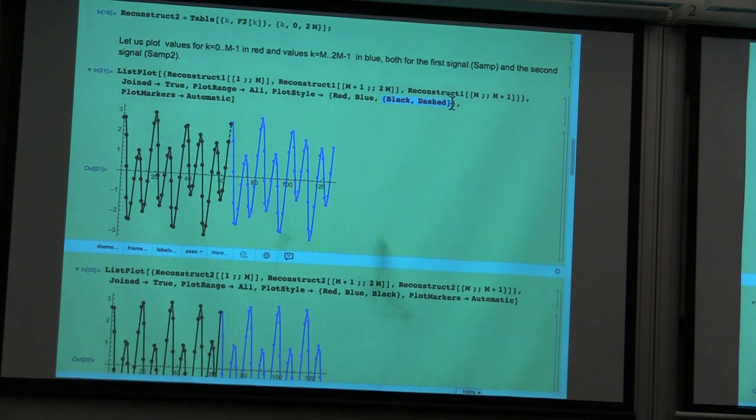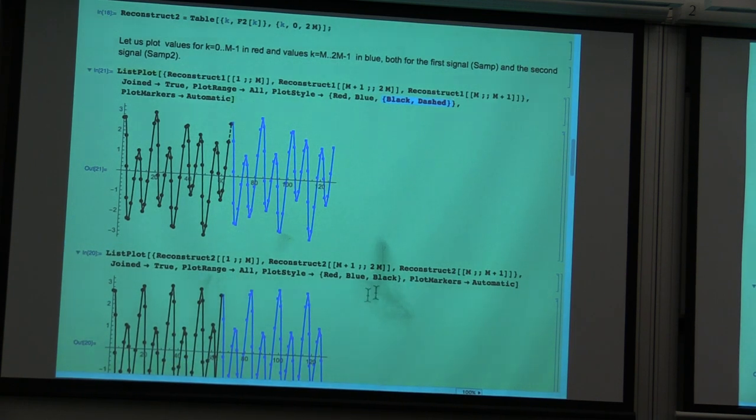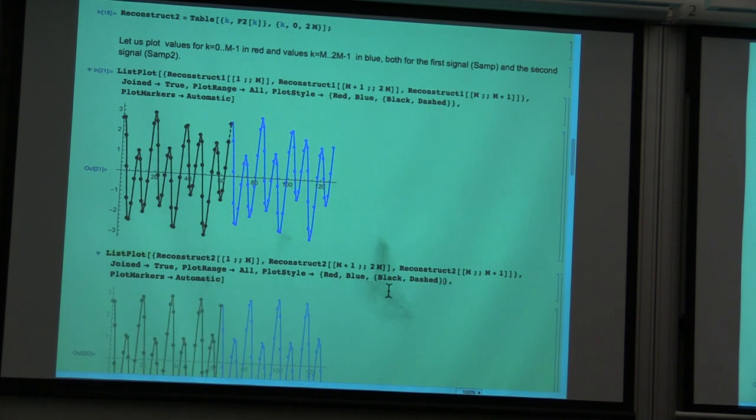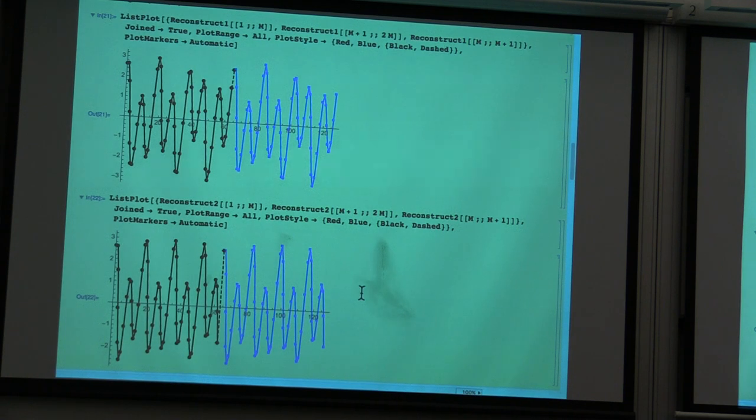So what do you think, what is the difference between these two plots? The joining is the dashed line. So the dashed line joins the last point from the first period with the first point of the second period. What do you think, what is the fundamental difference between these two plots?